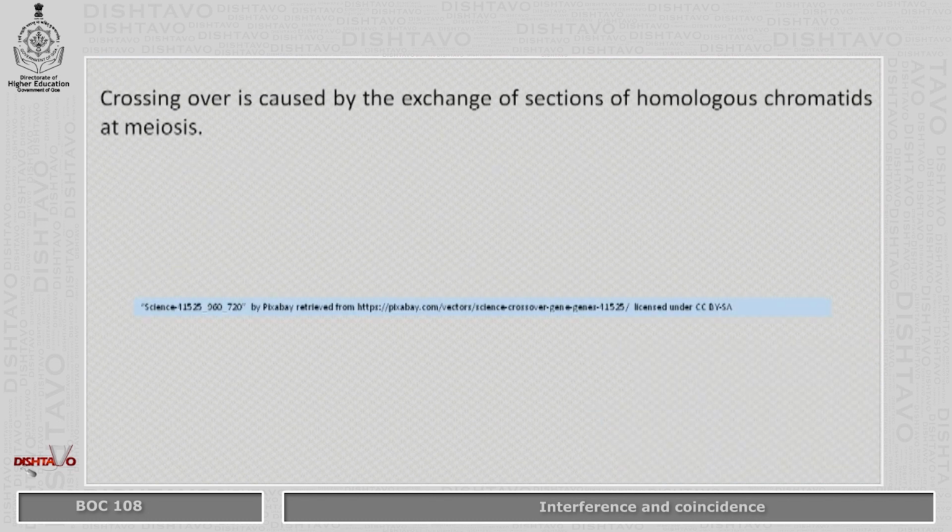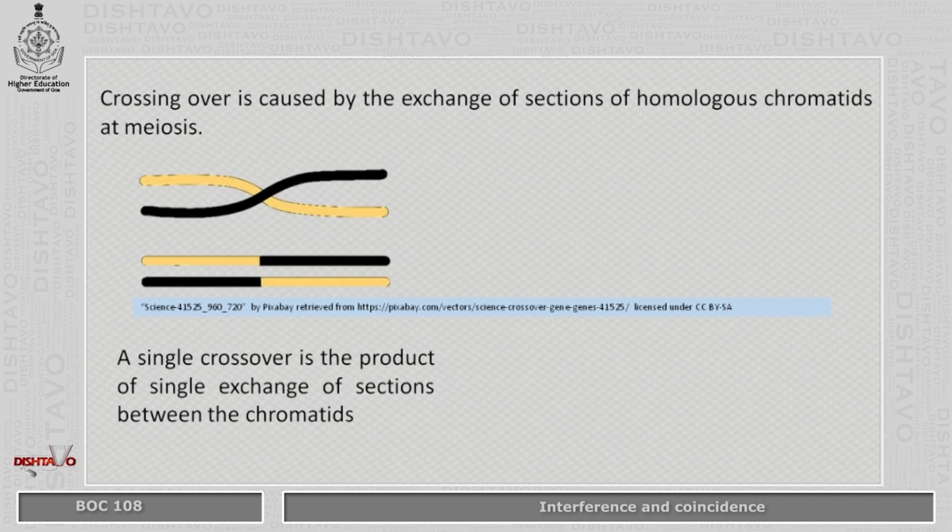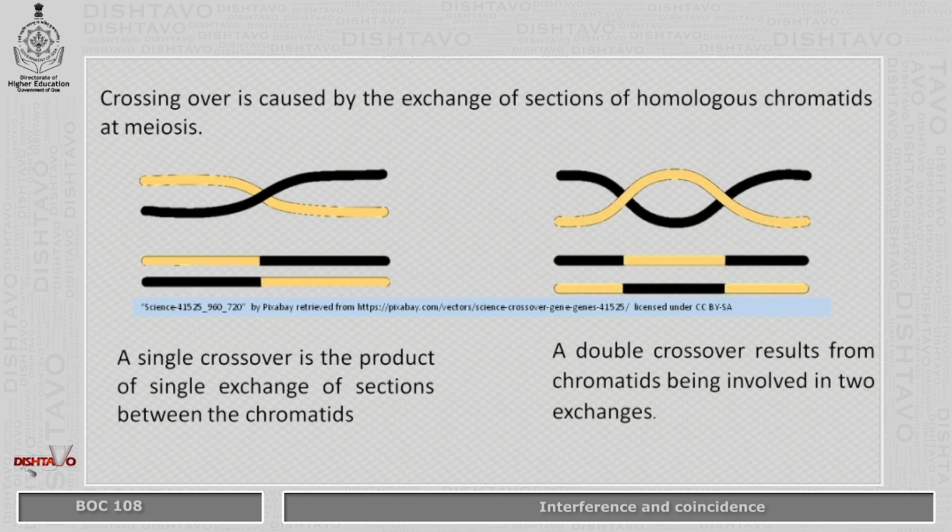You know that crossing over is caused by the exchange of sections of homologous chromatids at meiosis. There are two types of crossing over. A single crossover is the product of a single exchange of sections between chromatids, whereas a double crossover results from chromatids being involved in two exchanges.